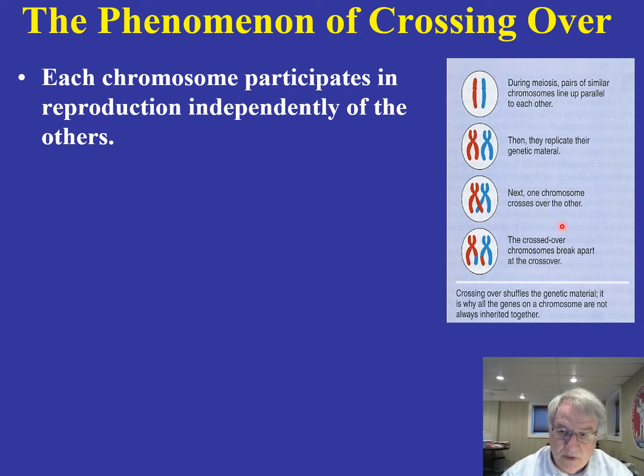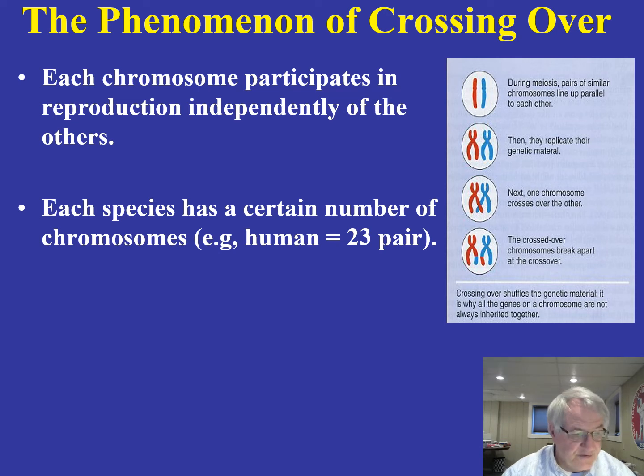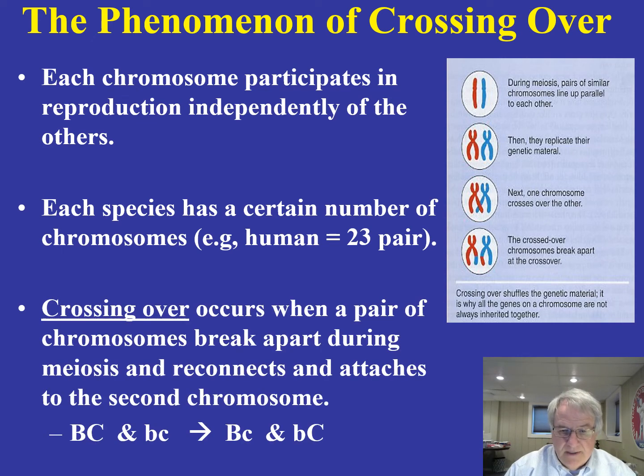And again, that is why no offspring are perfect matches to their parents, because of this phenomenon of crossing over and the outcome in terms of the shuffling of genetic material. Each species has a certain number of chromosomes. In the case of the human being, each of our cells has 23 pairs. And this crossing over occurs during meiosis, and it's important for the shuffling of genetic material.